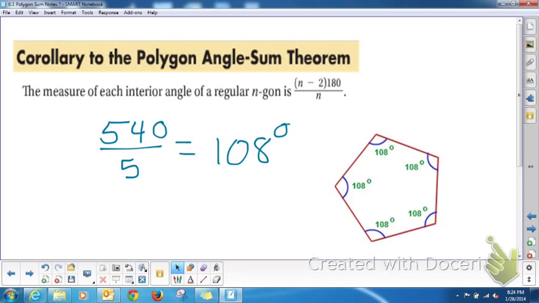The essential part of this theorem is that it's a regular polygon, so that you know all of them are congruent. All 5 of these angles are the same. That's why we could divide 540 by 5 to get each one of these angles.